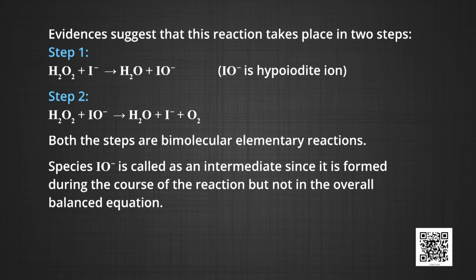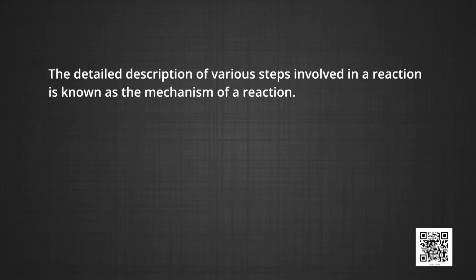The species IO minus is called an intermediate since it is formed during the course of the reaction, but not in the overall balanced equation. The first step, being slow, is the rate determining step. Thus, the rate of formation of the intermediate will determine the rate of this reaction. The detailed description of the various steps involved in a reaction is known as the mechanism of a reaction.